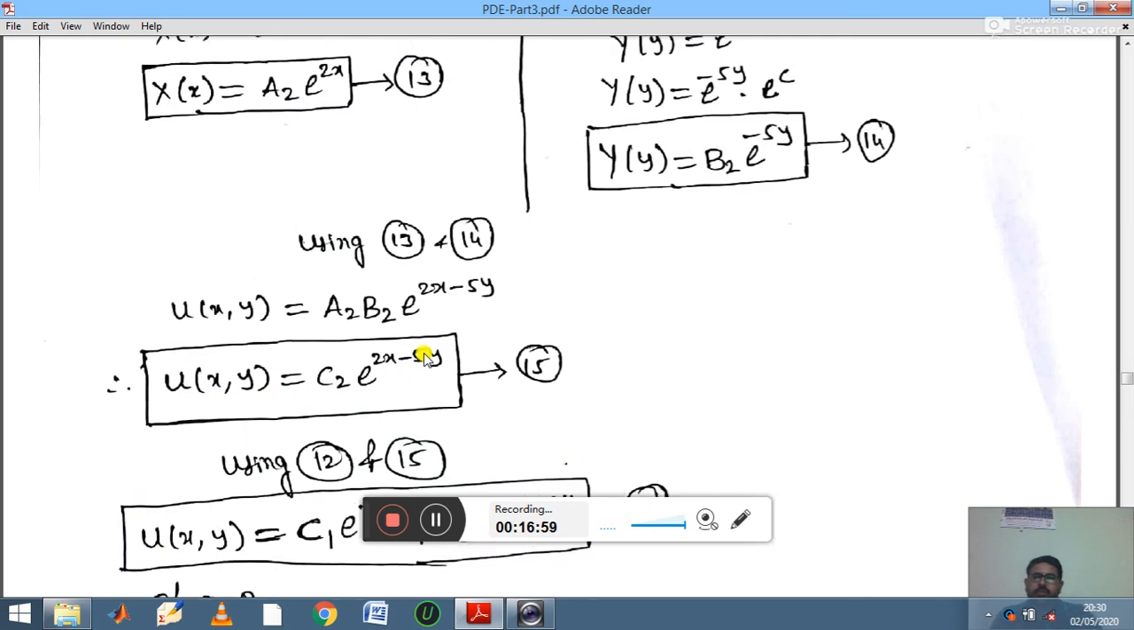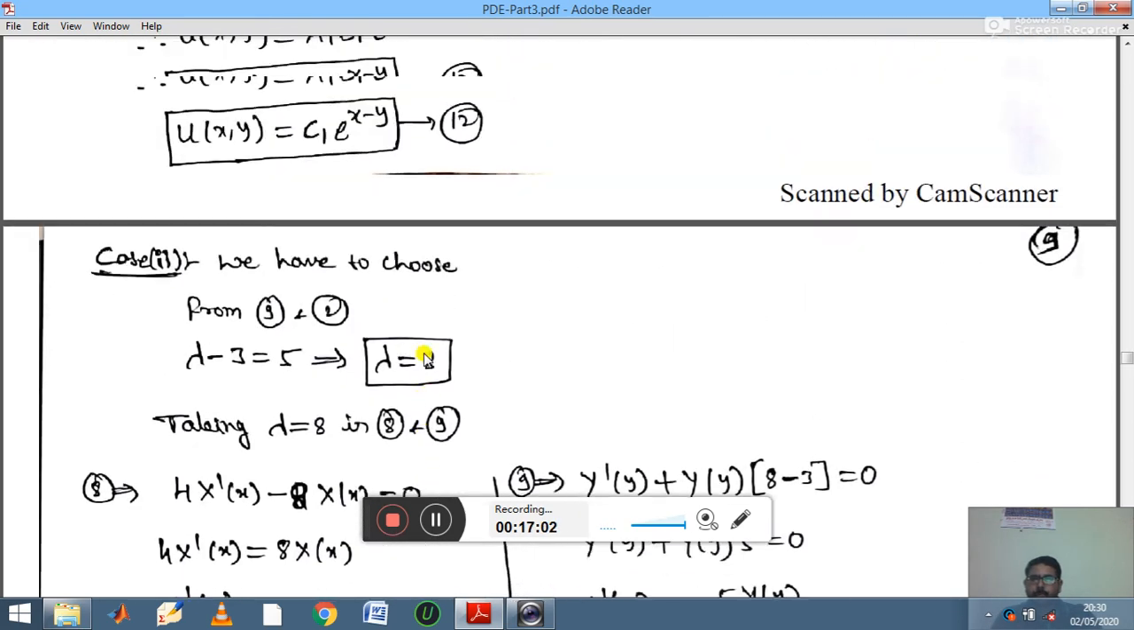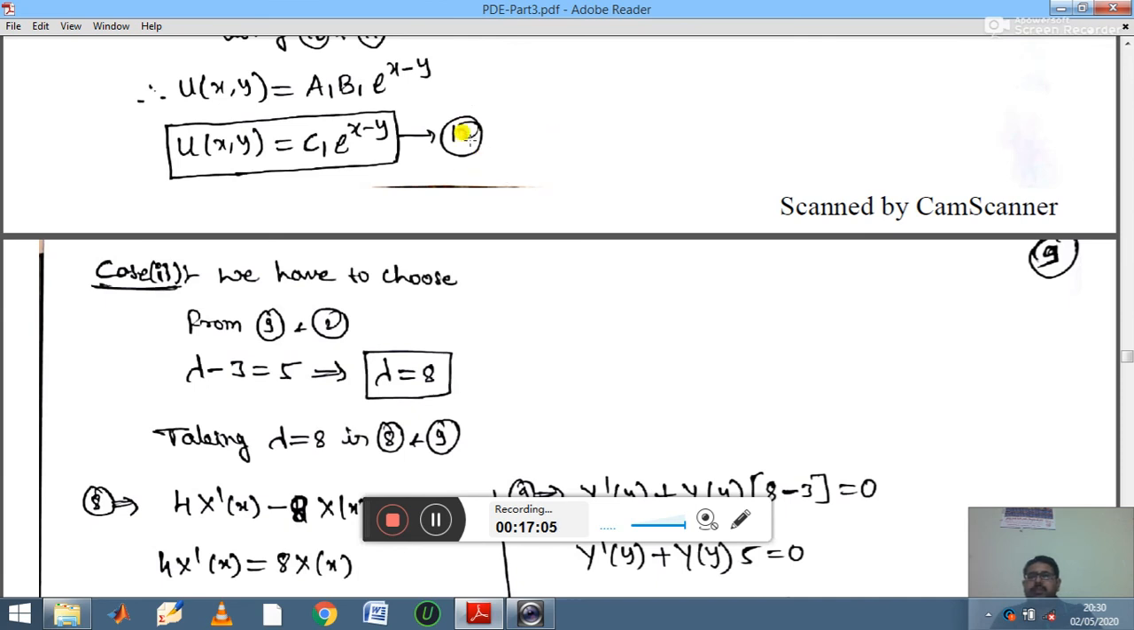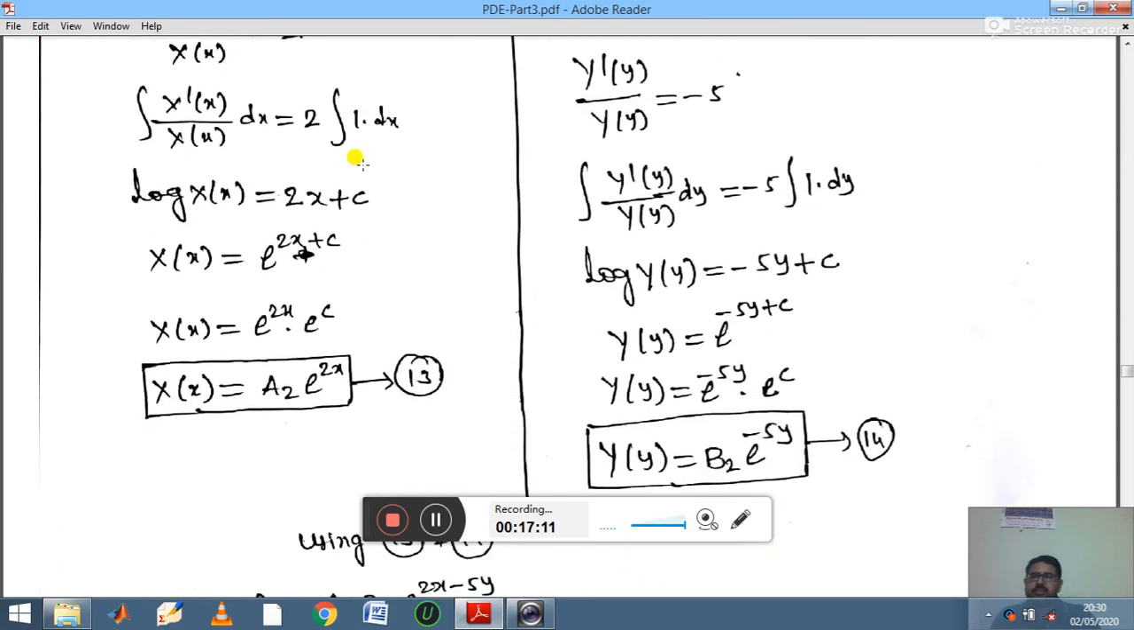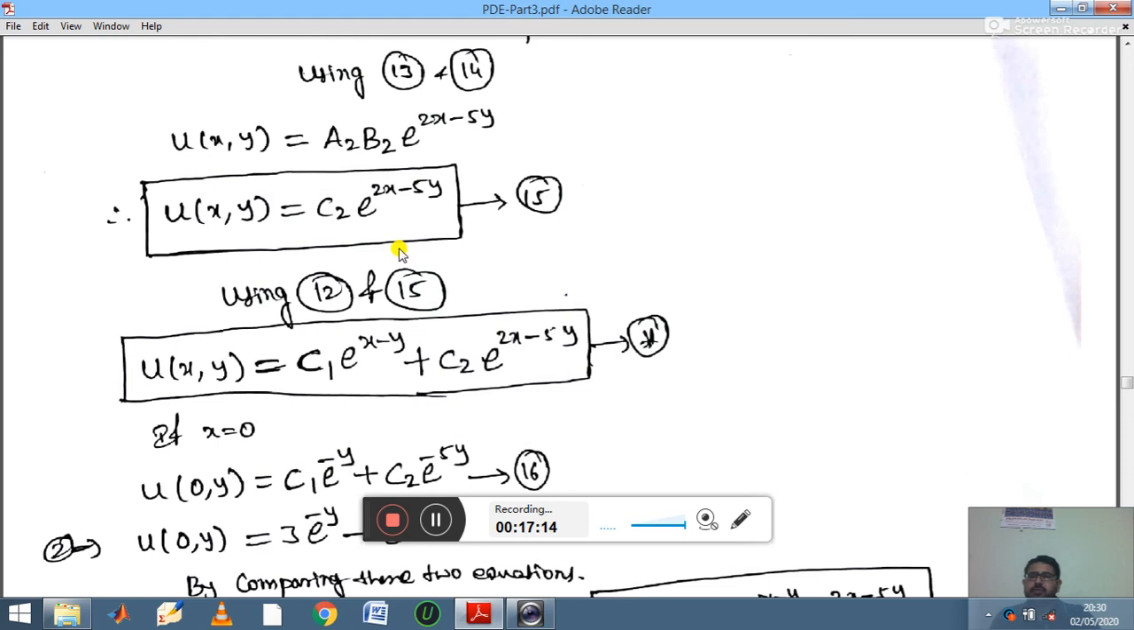Now you got two solutions. One is from equation 12, the first part, case 1. Then equation 15 represents the second part of the solution. Now you combine those two solutions, u1 and u2. Therefore you are getting u(x,y) equals, first part solution is c1 into e power minus x minus y, plus second part solution u2 value c2 into e power 2x minus 5y. Okay, and you take it as equation star. So this is the final complete solution of the given partial differential equation.